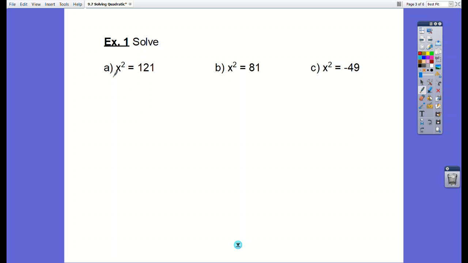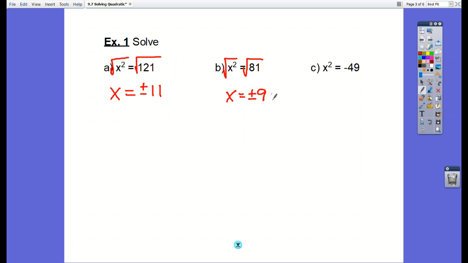You do the square root of both of them, and you get x equals negative 11 or x equals 11. There we go. So we get two answers there, which is good. Porter, what do we do to part B, and what do we get? So you do the square root of both sides, and you get x equals 9 or negative 9. There we go. And let's keep going.